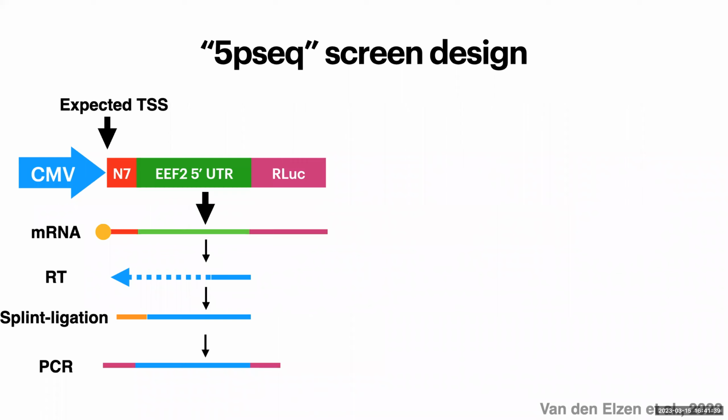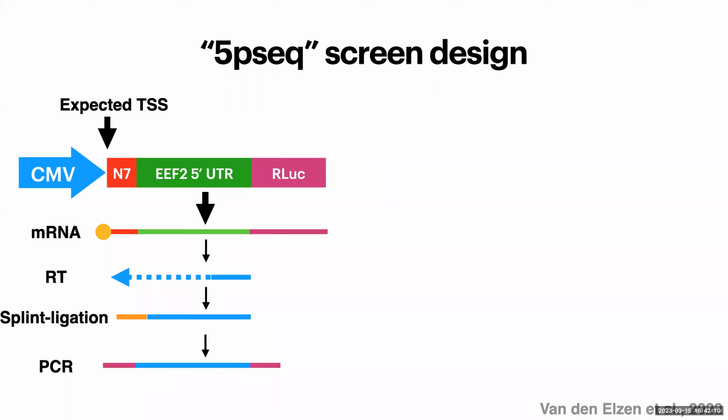Okay, so how can we test the functions of different 5' sequences? Well, to do this, we used a very simple, straightforward, massively parallel reporter approach. The main innovation here is that on our plasmid, we used a CMV promoter. Among the commonly used promoters for ectopic expression, the CMV promoter is quite unique in that it starts transcription preferentially at a single position.